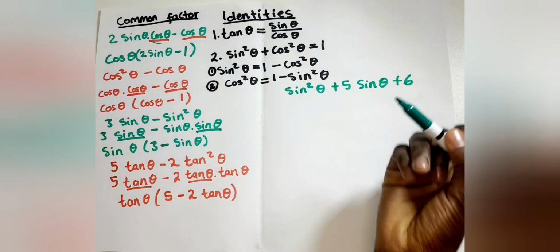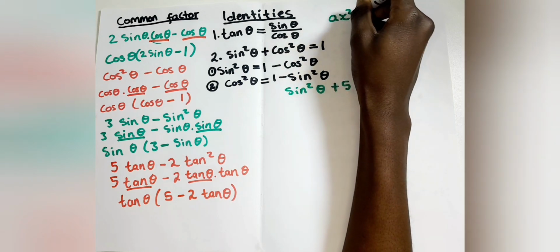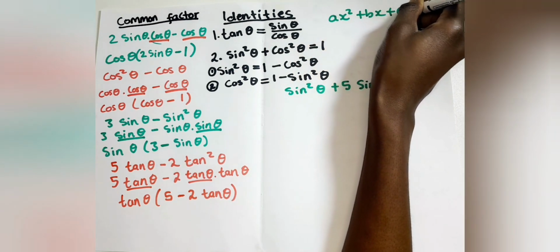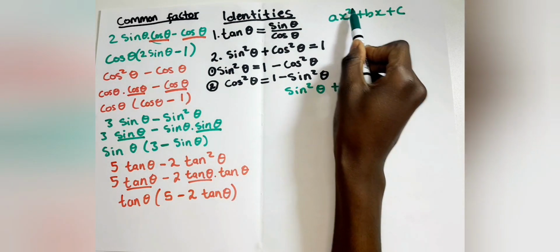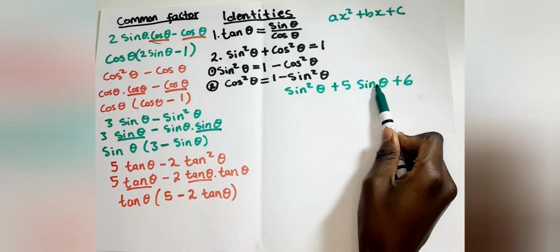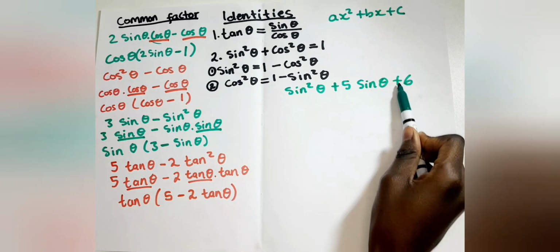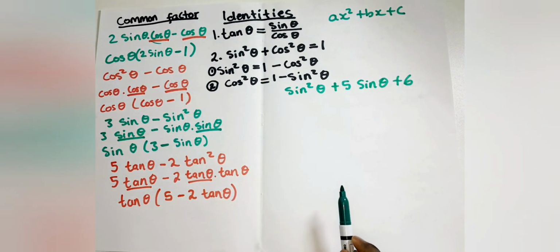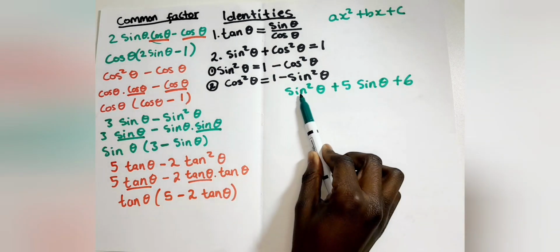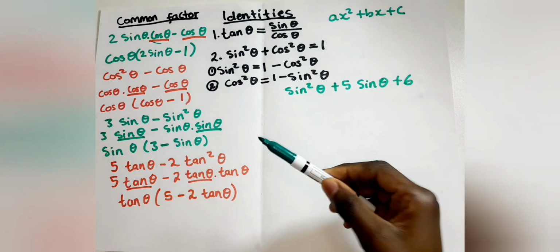As you can see, it's similar to a quadratic, which is our ax squared plus bx plus c. You notice that sine has been raised to the power 2, and then there is one x term, which is our b. In this case, it will be 5, and our constant would be 6, the value without the x term there. So there are two methods. You can change both the ratios to a certain variable.